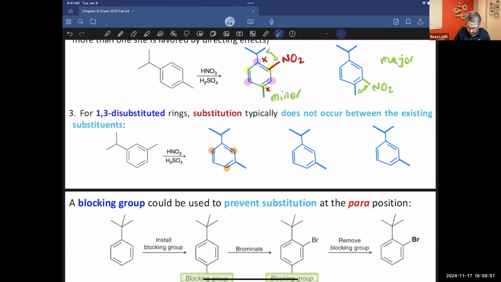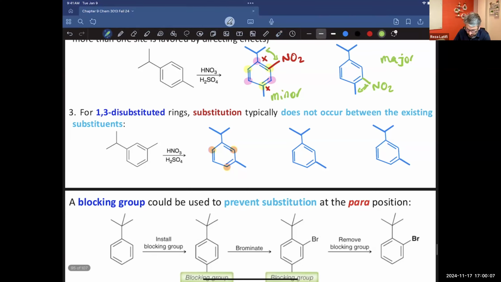This one is ortho to the isopropyl, but para to the methyl. And this one is going to be ortho to the methyl group. Now, the question is, where do you want to put the nitro? One idea, let's put it here. So I'm going to put the NO2 here. That's one. Next one, we can put the nitro here. And the last one, we're going to put it there between them.